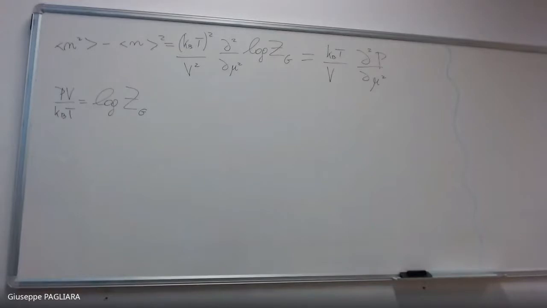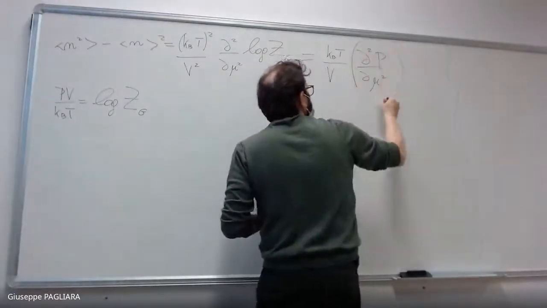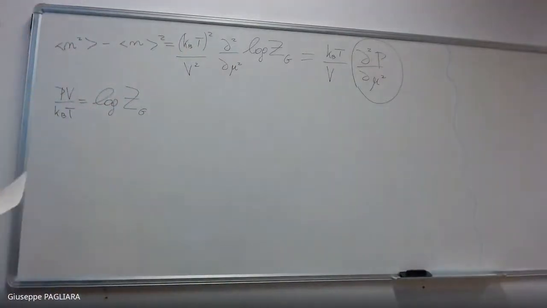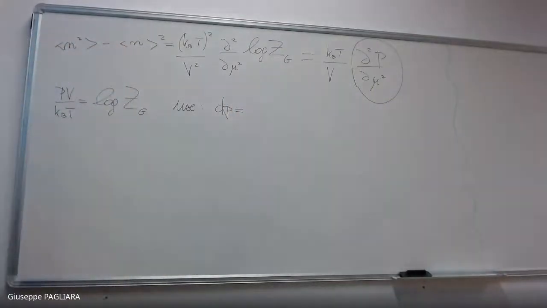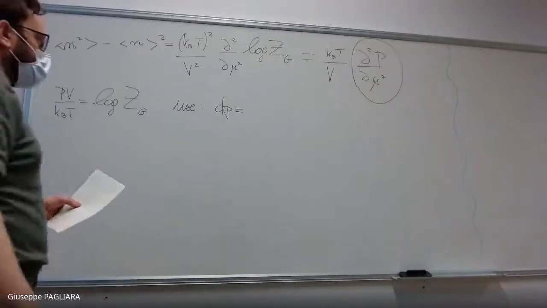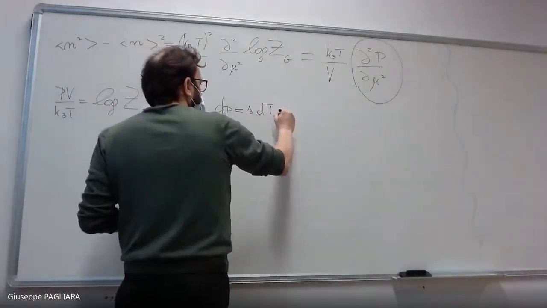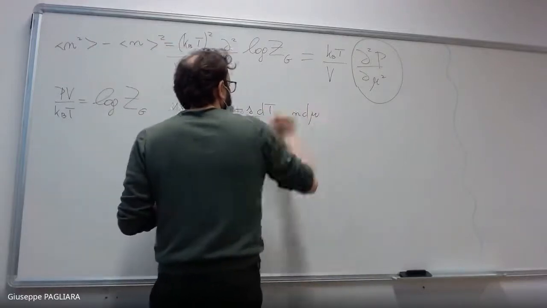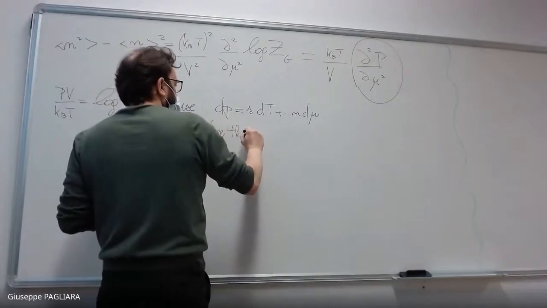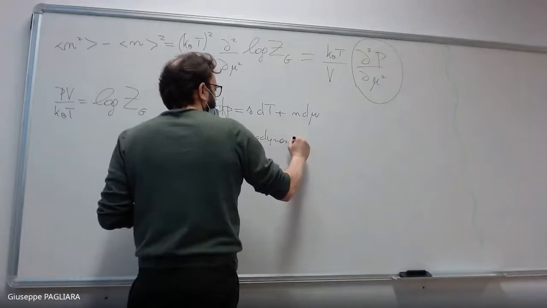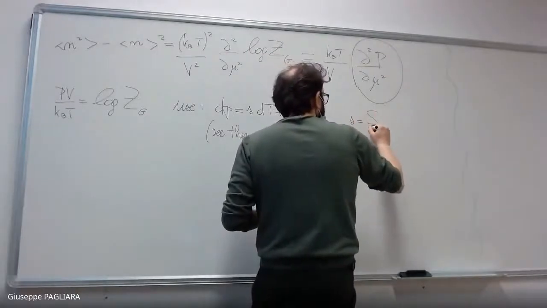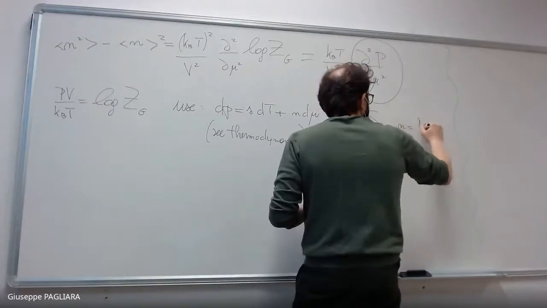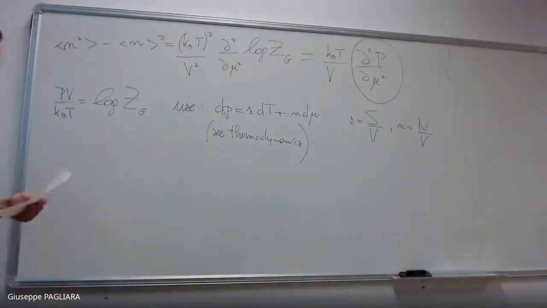kBT over volume. Now I will try to compute this quantity here, the second derivative of the pressure with respect to the chemical potential, and then I will discuss all this. Now use the following fact, a relation that we derived during the part on thermodynamics: dP is equal to s dT plus n dmu, where s is the entropy density, the entropy divided by the volume, and n is the usual capital N divided by the volume.